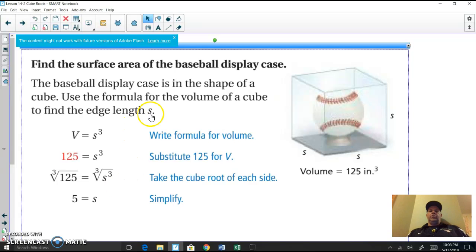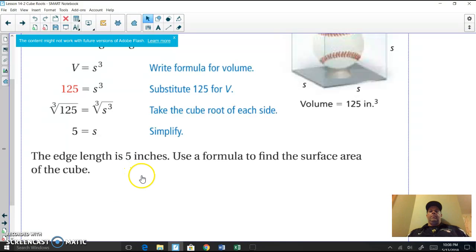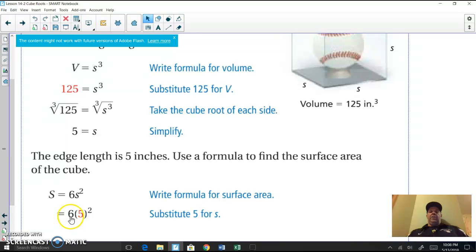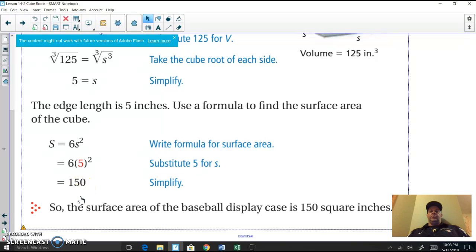That does not answer our question about finding surface area. The way we find surface area is we must use the surface area formula. The formula for that is the surface area equals 6 times the side squared, because we have 6 squares on our cube. With each side being 5, we take 6 times 5 squared, then our answer becomes 150. So our answer is 150 square inches as a surface area of that baseball cube.